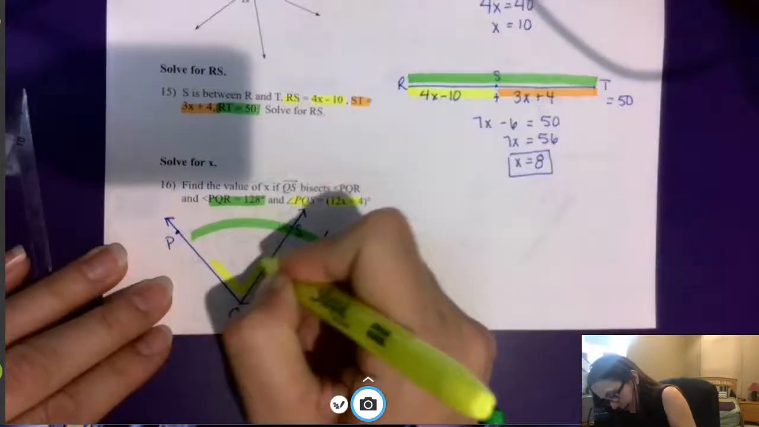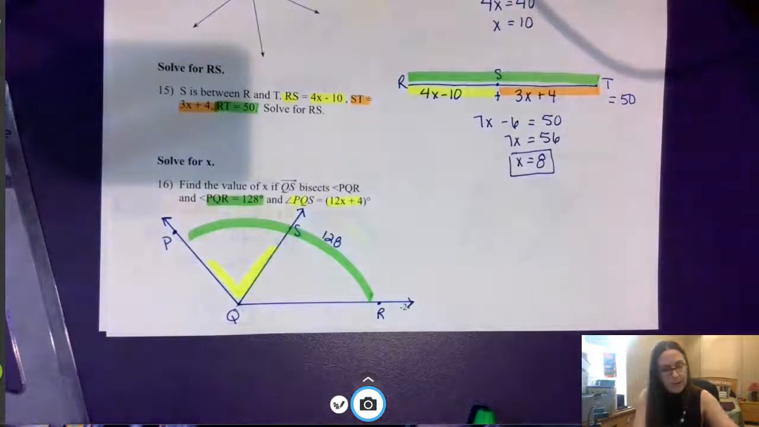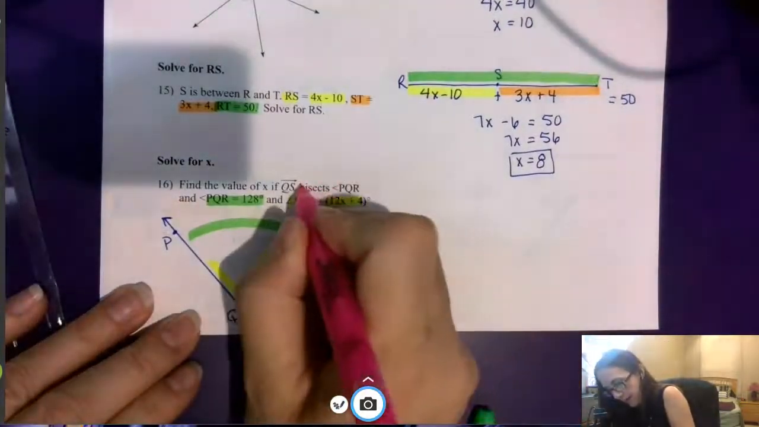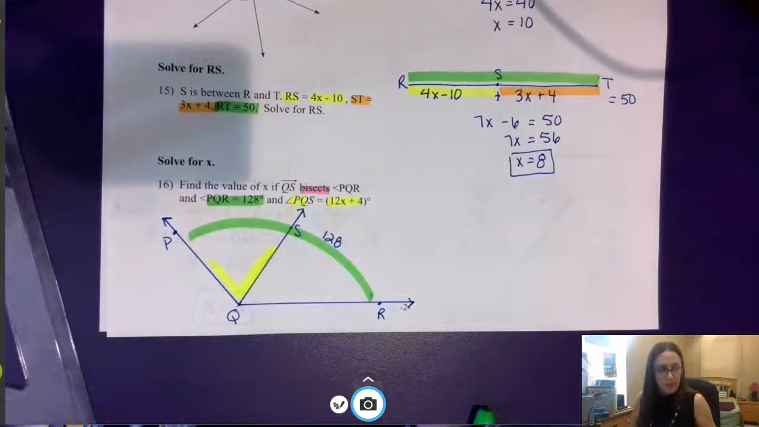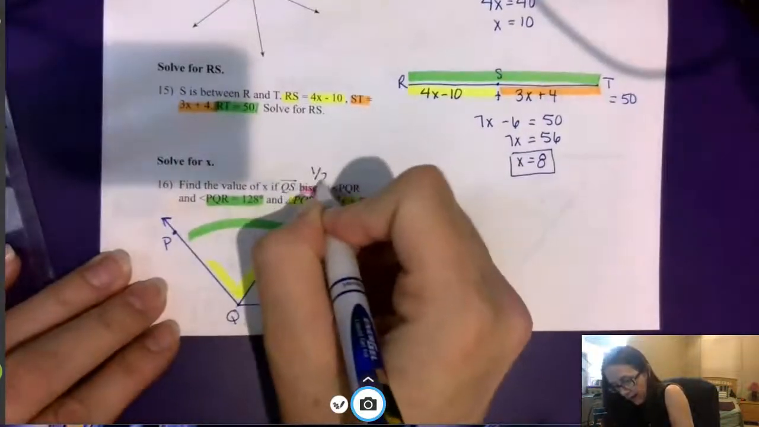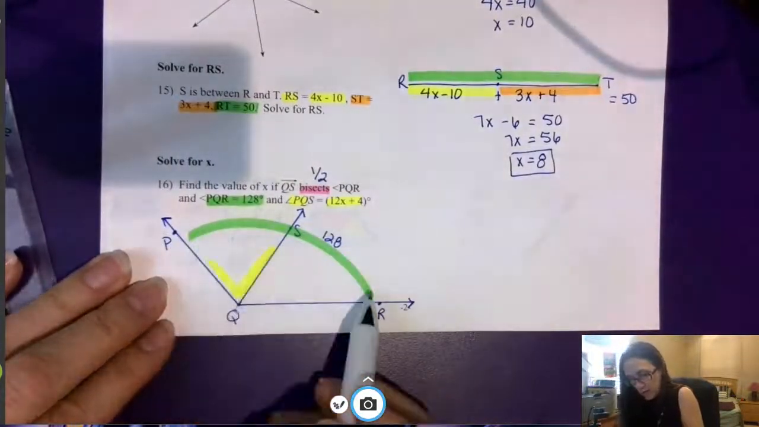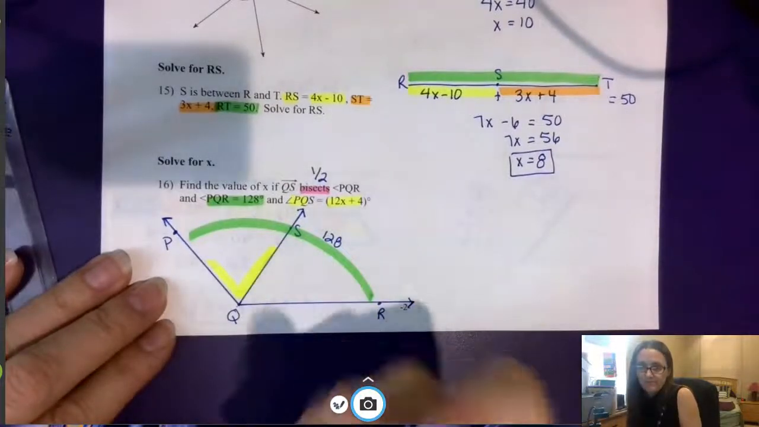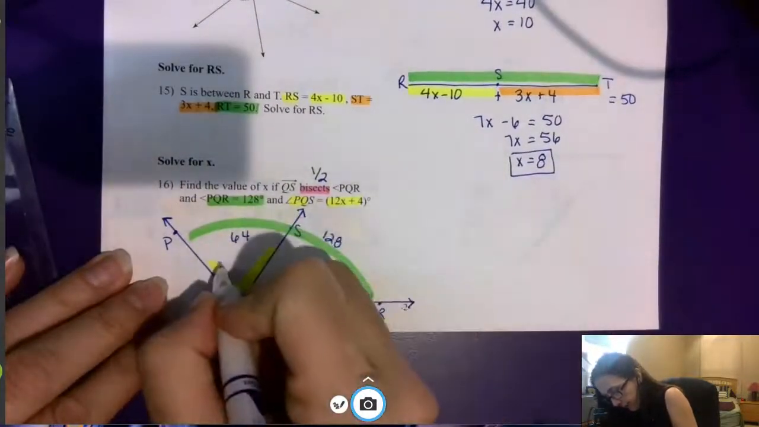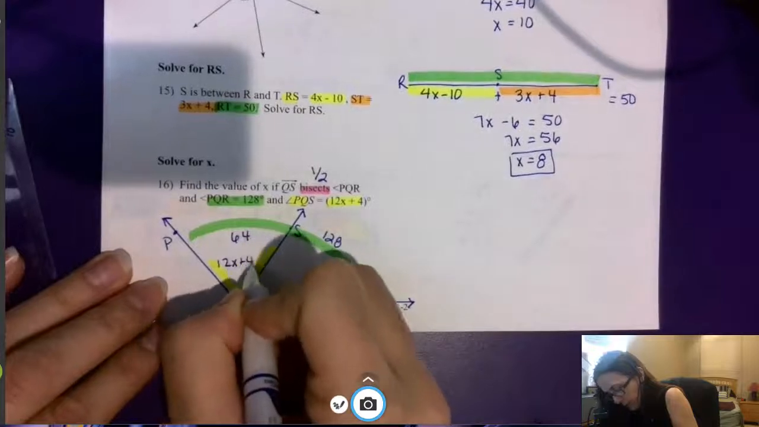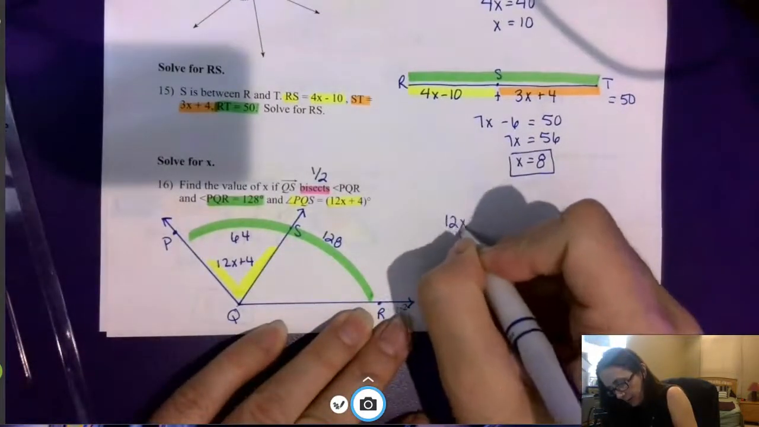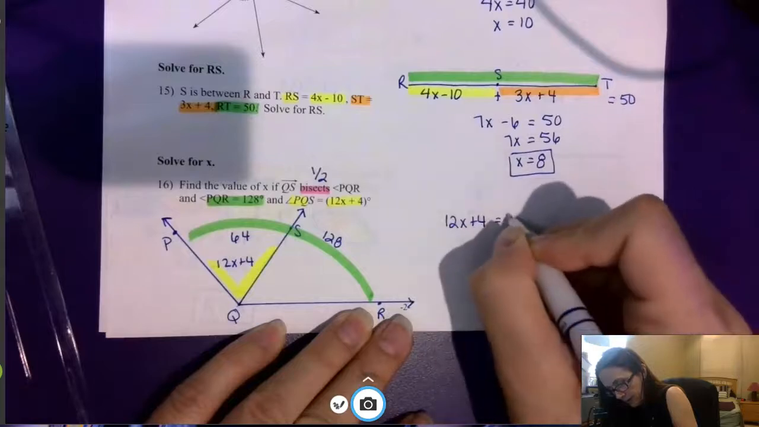Now my keyword, the thing I need to pay the most attention to, is that it bisects. So immediately I should know what bisect means. Bisect means it cuts in half. So if the whole thing is 128, what's half of it? Half of it is 64. And this half over here is 12x plus 4. So I want to set that equal. 12x plus 4 equals 64.